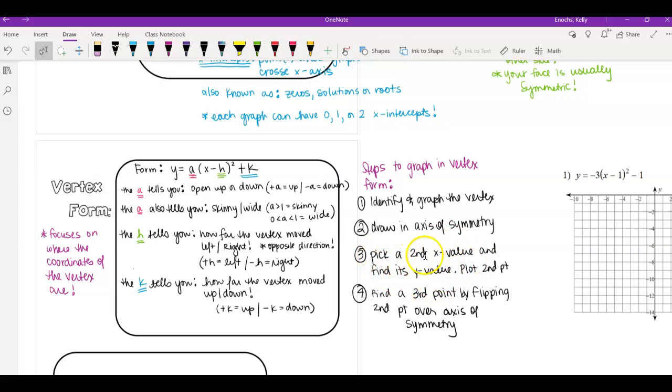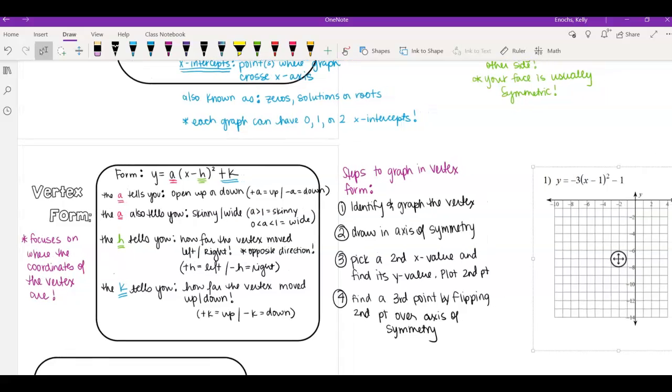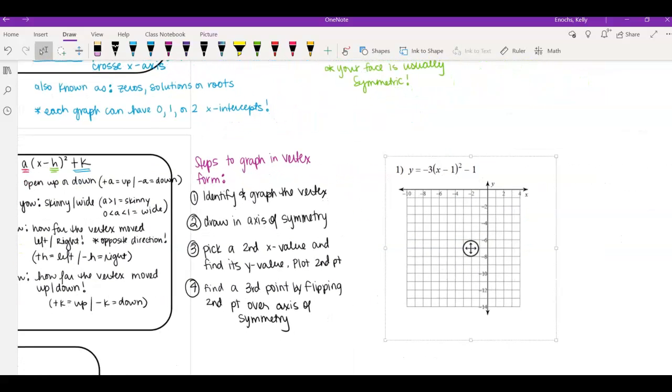Then we have to pick a second point. We just make that point up and find its y value. That way we can graph it. And then we're going to use that symmetric property to help us graph that second point. So I have a little example here that I'm going to work out with you.